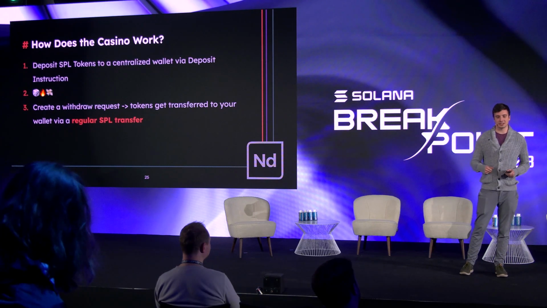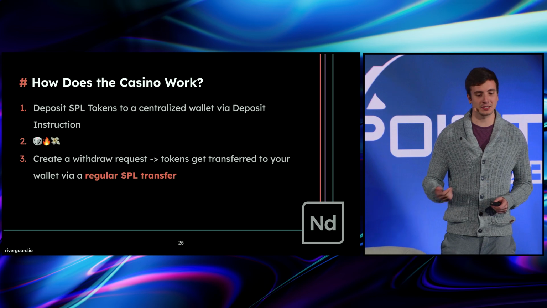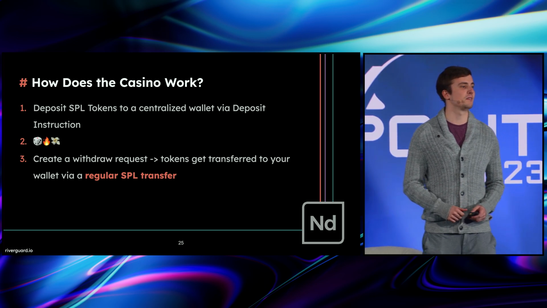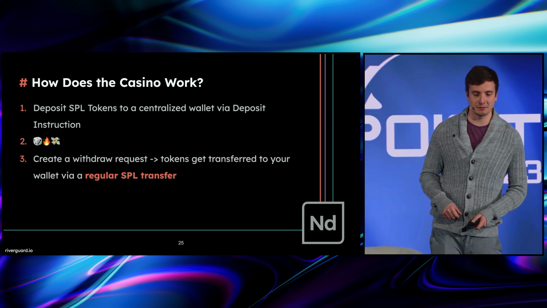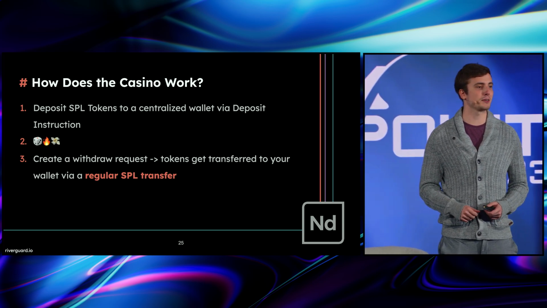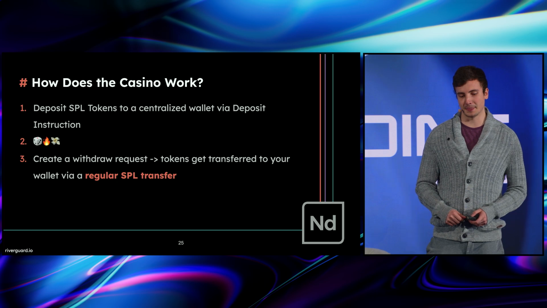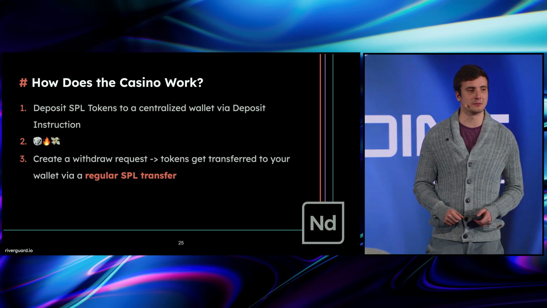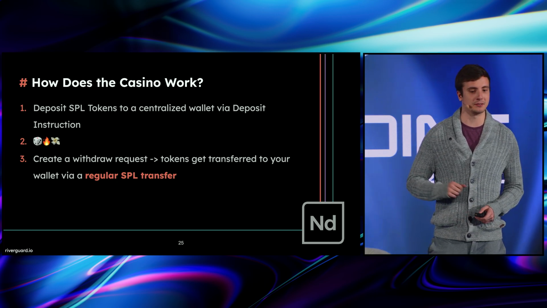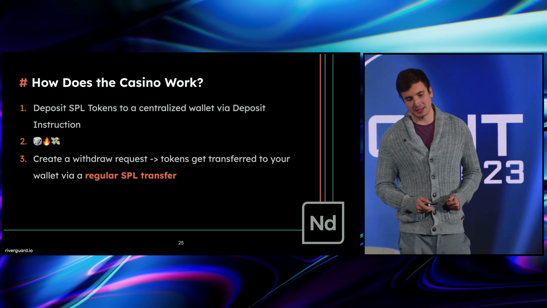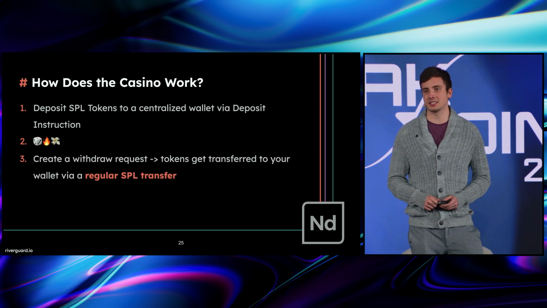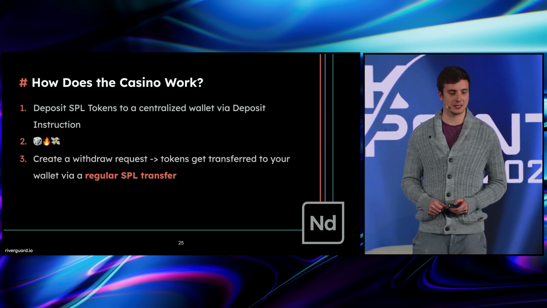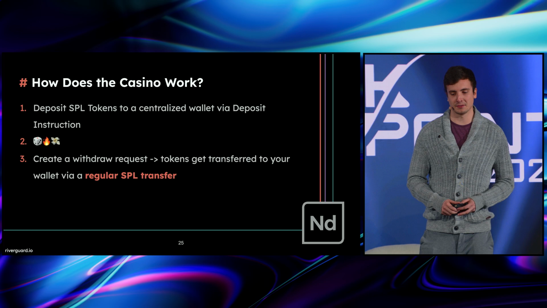And we found out how this works: you deposit SPL tokens to a centralized wallet via the deposit instruction. Then you gamble away all your money, and if you have anything left, you can create a withdrawal request. And then the tokens get transferred back to your wallet via a regular SPL transfer. So now you can already see, if the deposit is vulnerable, we might be able to get credits on the casino, and then we can withdraw them, and in essence, we have free money.